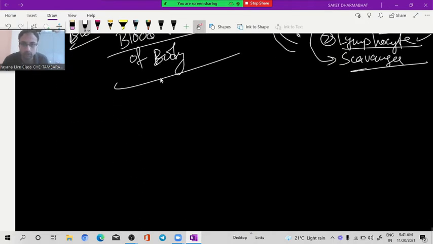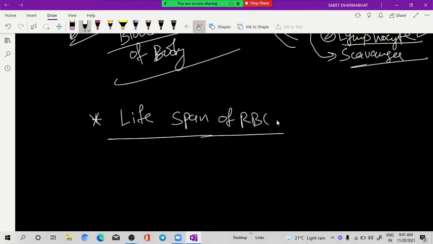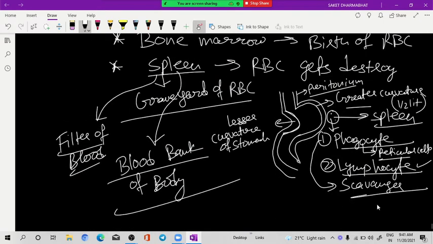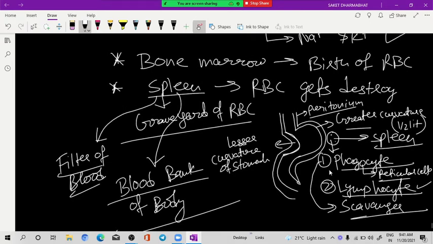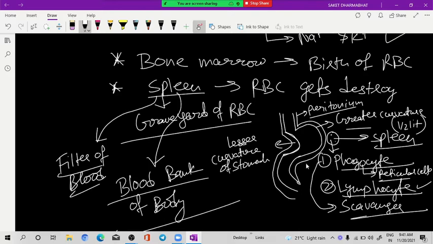No, sir. Okay. So next we are going to talk about the life span of RBC. This is the question of NEET. What are the two cells found in the spleen? Phagocyte and lymphocyte. These two you have to tick.